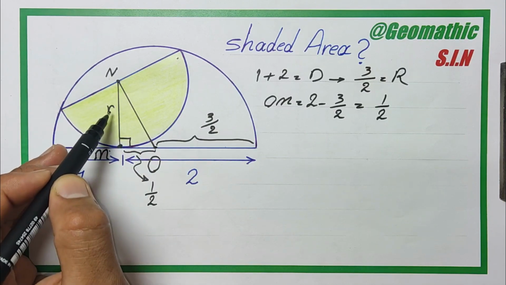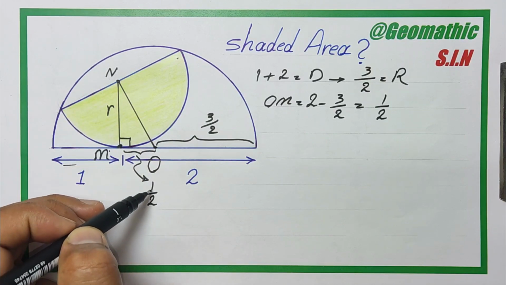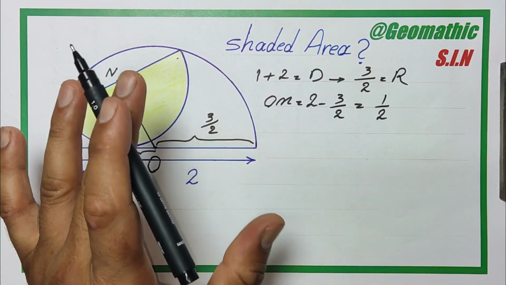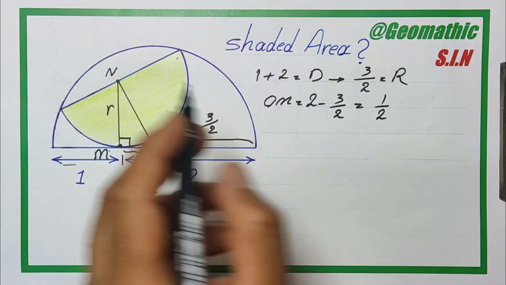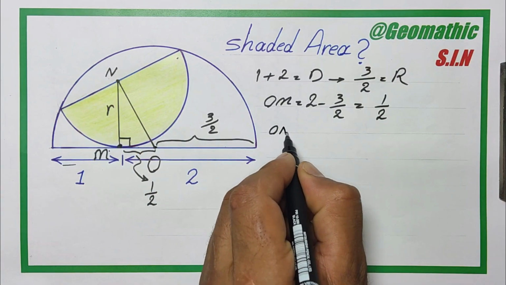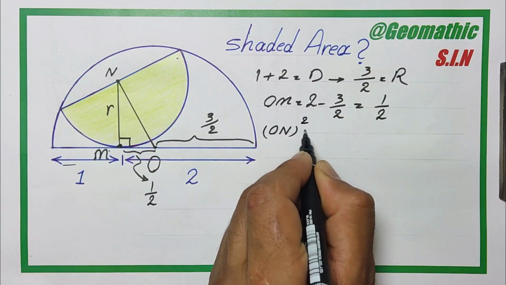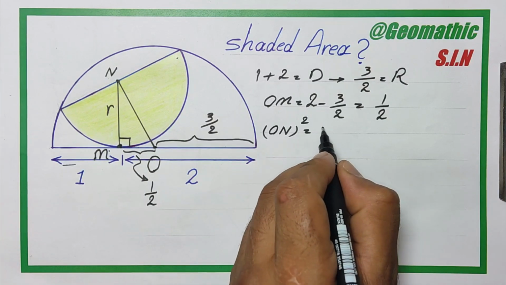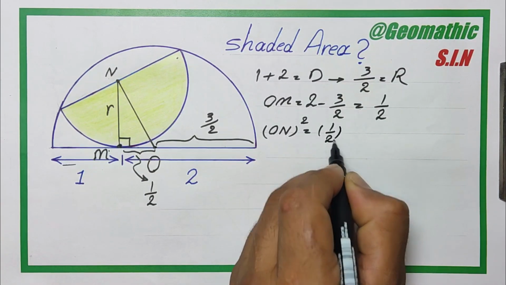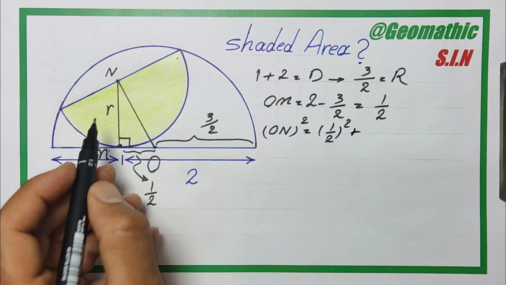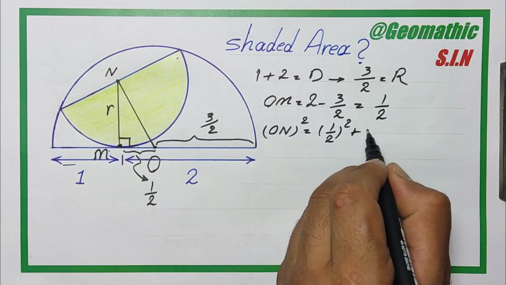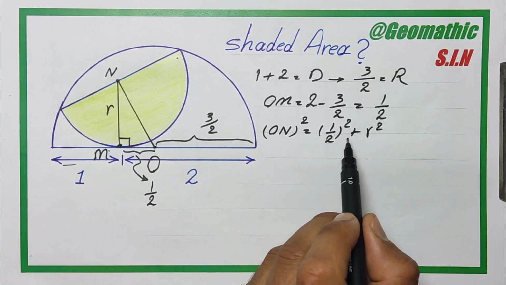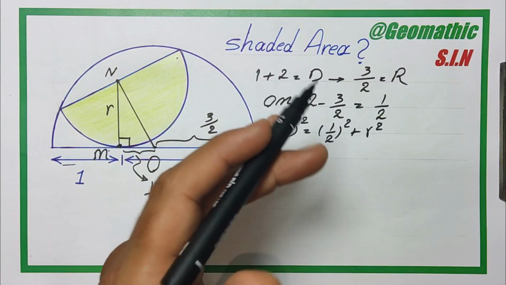The height is r, the base is 1/2, and the hypotenuse is ON. So we can use the Pythagorean theorem. ON squared equals 1/2 squared plus the height r squared. Now we have ON squared in terms of r. Let's keep this aside for now.